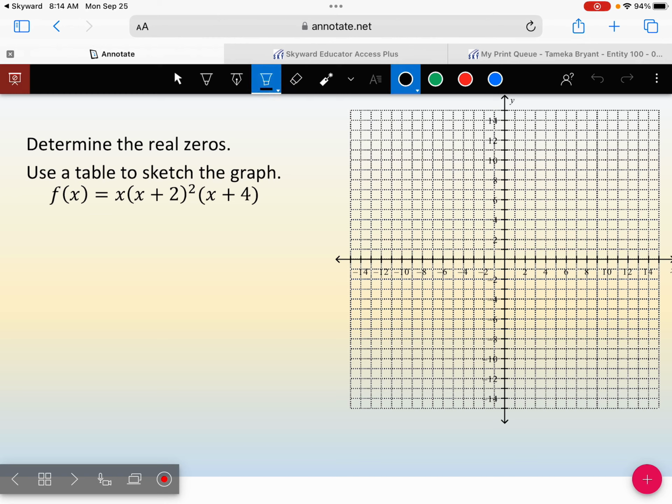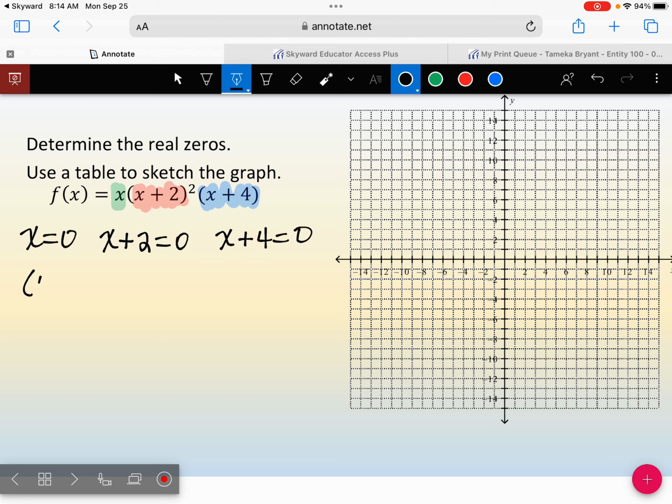So we have three factors. Go ahead and set all three of these equal to 0 to get your zeros. So you have x equals 0, x plus 2 equals 0, and x plus 4 equals 0. So that means my first x-intercept is 0, 0. My second one is at -2, and the third one is at -4.